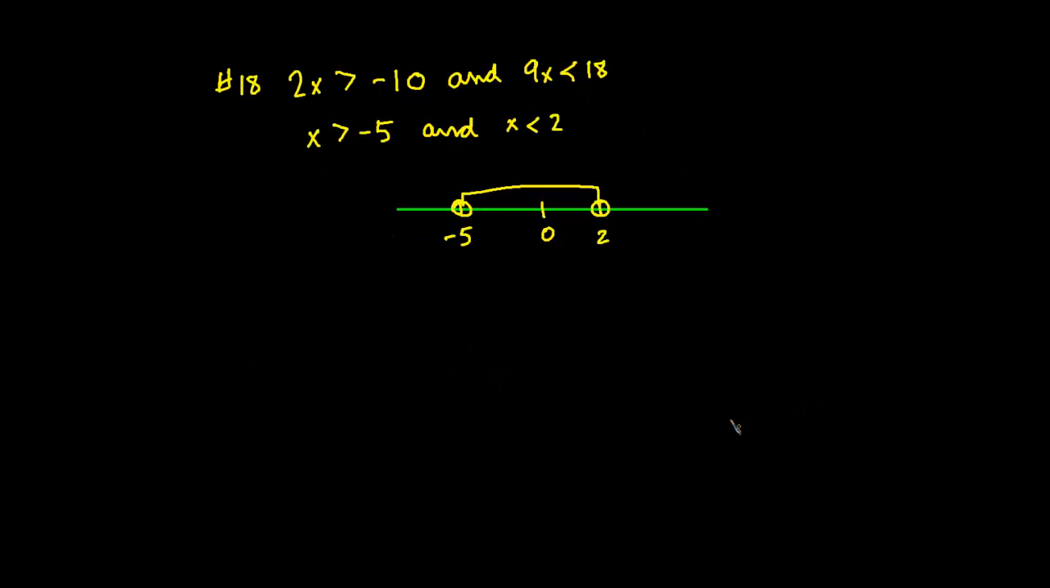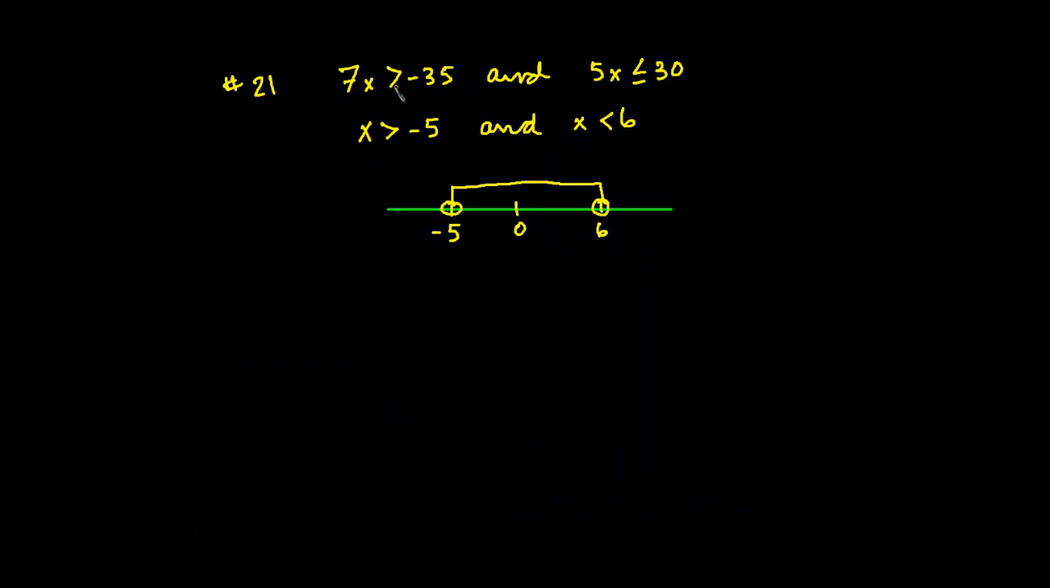Okay, so here we have number 18. So we solve this inequality. We get x greater than negative 5, so negative 5, greater than would be up this way. x less than 2 would be this way. The intersection ends up being any number between negative 5 and 2.